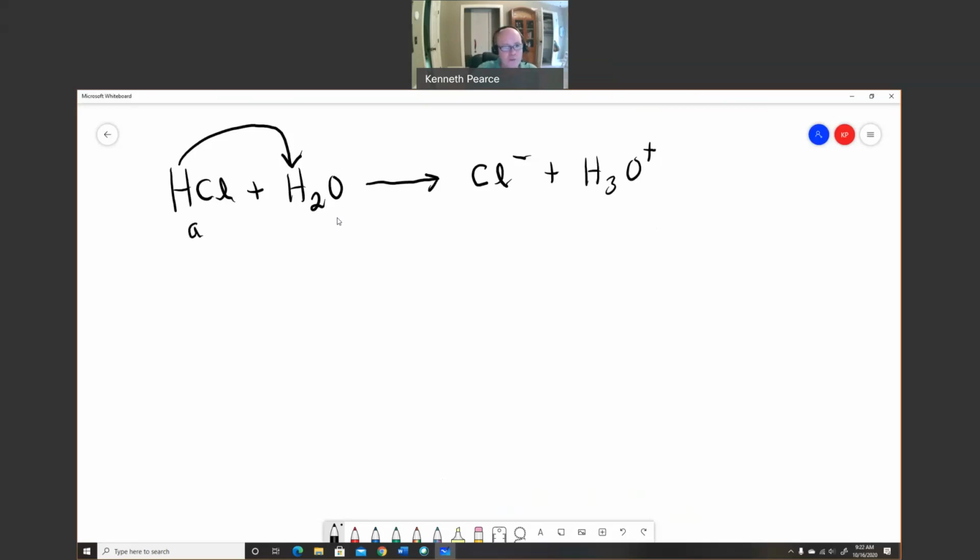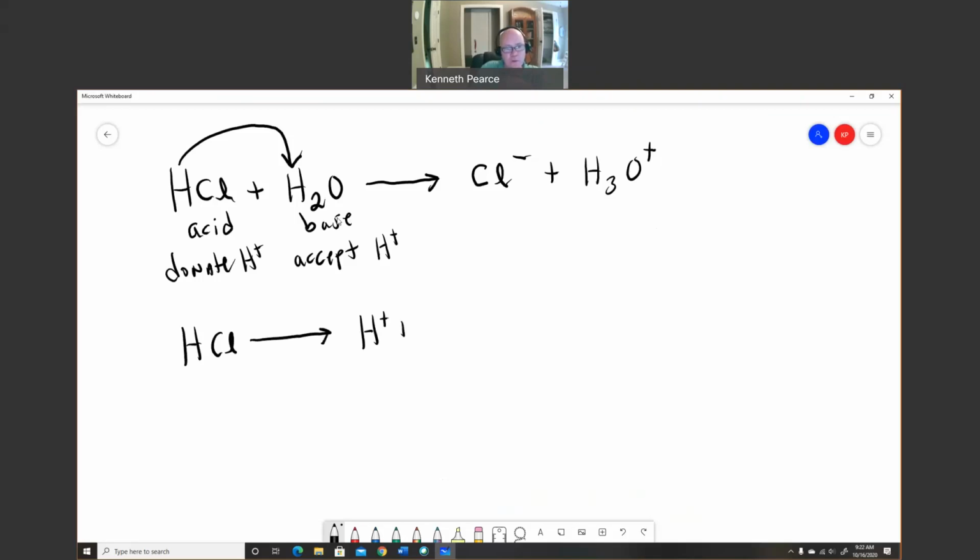And so this is an acid since it donated an H plus, and since this is an acid, then the water becomes a base since it accepted an H plus, okay? Now, a lot of times we can also write this as HCl just simply dissociating into H plus and Cl minus. And that's what happens, but the H plus never really exists in the water. It actually goes from the HCl, hydrochloric acid, to the water, okay?